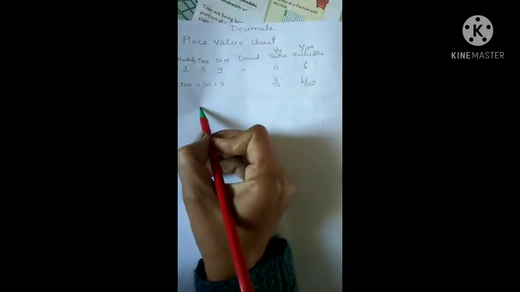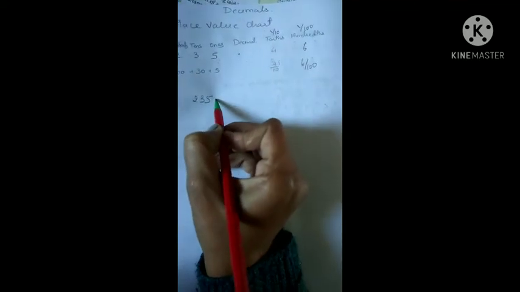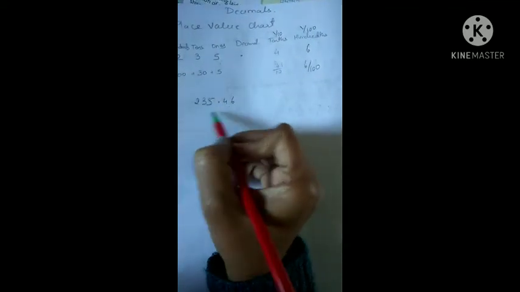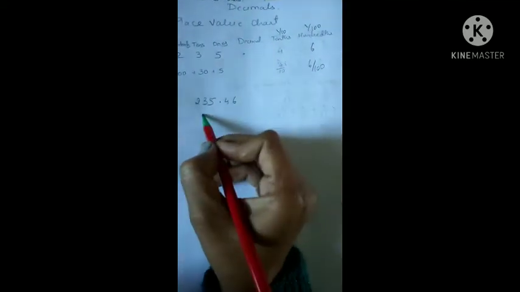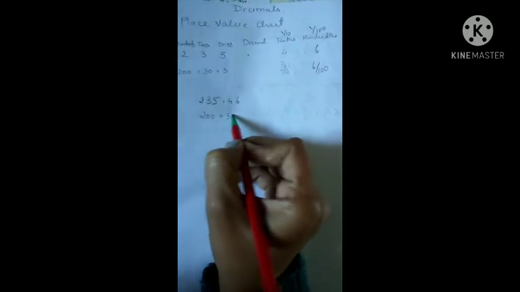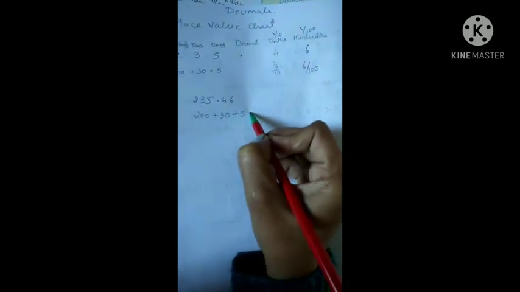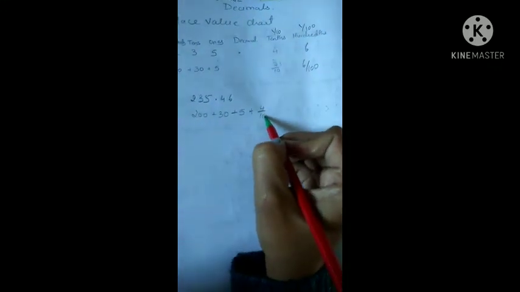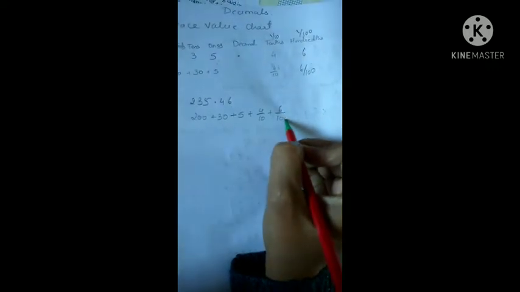Now if the number is given in such a way, what will you do? You will write the number 235.46. This is the decimal form of it. Or you can say 200 plus 30 plus 5 plus 4 upon 10 plus 6 upon 100. Understood? Like this way you have to do the decimal form.